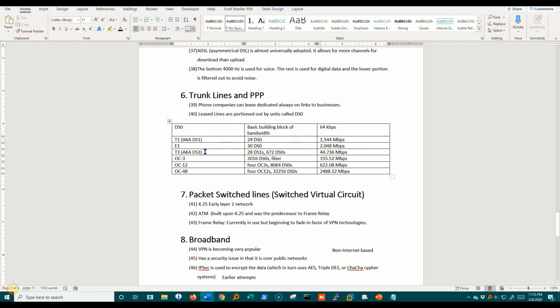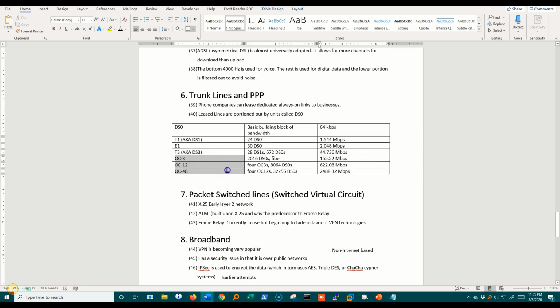The T3, which was the most common, also called DS3 sometimes, by the way, could run 672 DS0s to get 44.736 megabits per second. This is a number that you should probably know if you ever take a networking certification test of any kind.